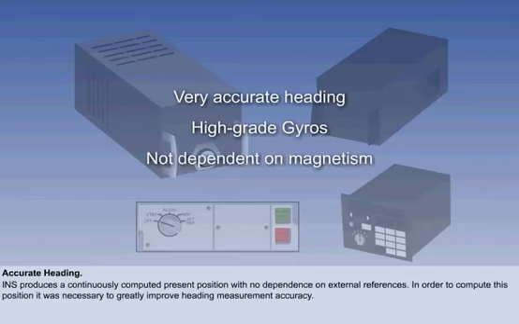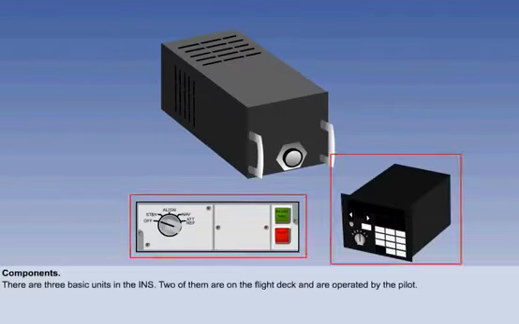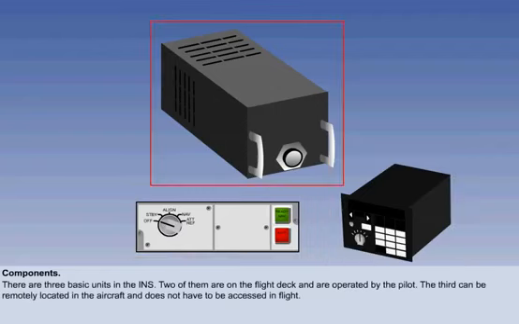INS can therefore be used for high latitude and polar navigation where the Earth's magnetic field may be weak, or the value of variation may be unreliable. There are 3 basic units in the INS. 2 of them are on the flight deck and are operated by the pilot. The third can be remotely located in the aircraft and does not have to be accessed in flight.